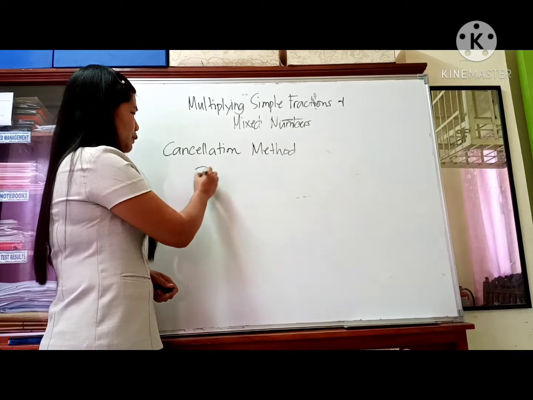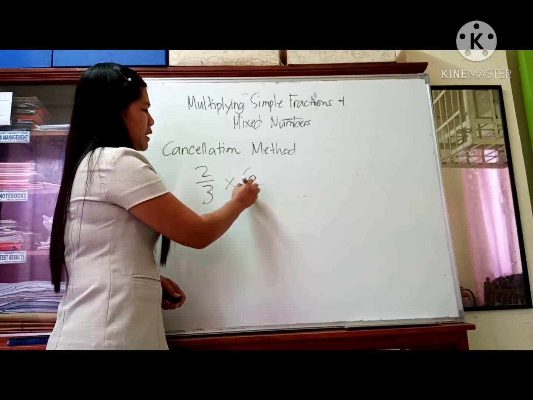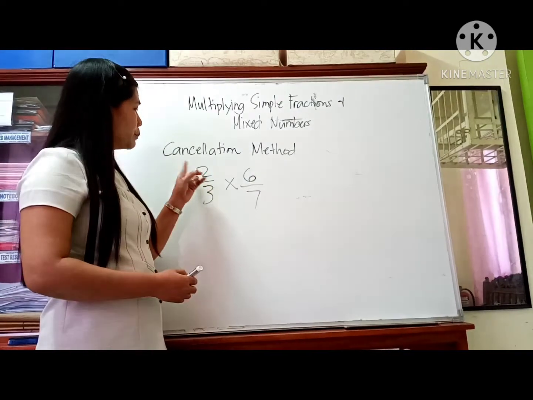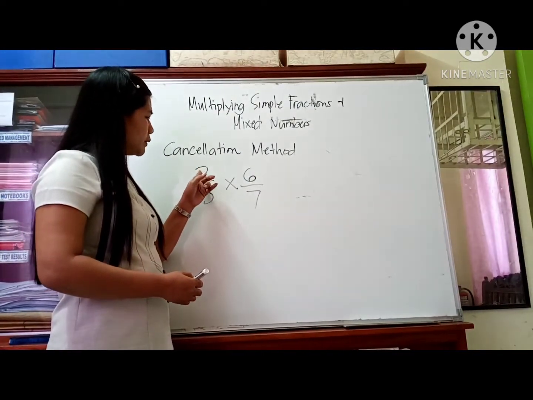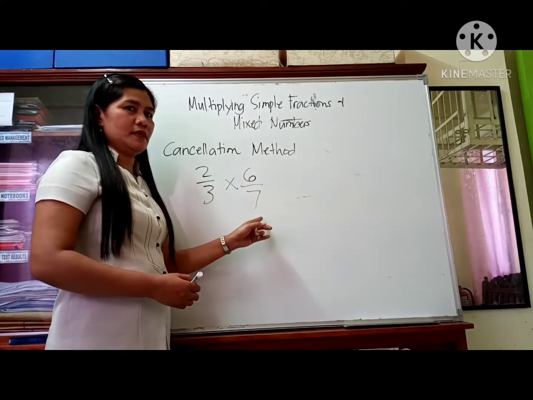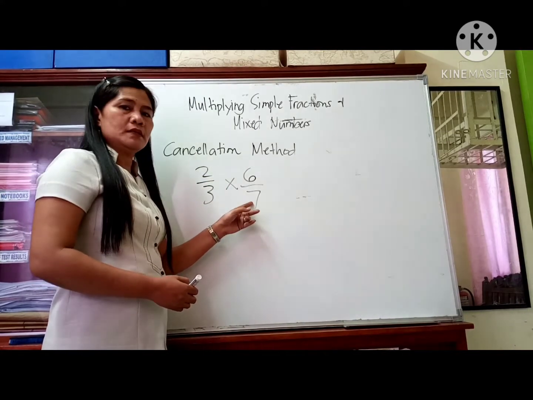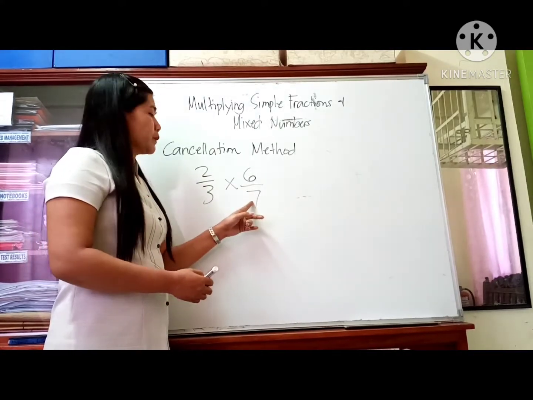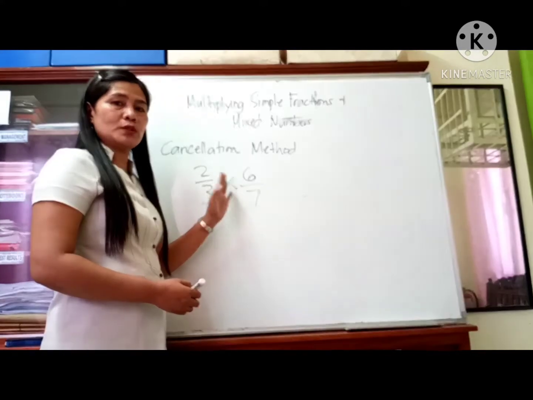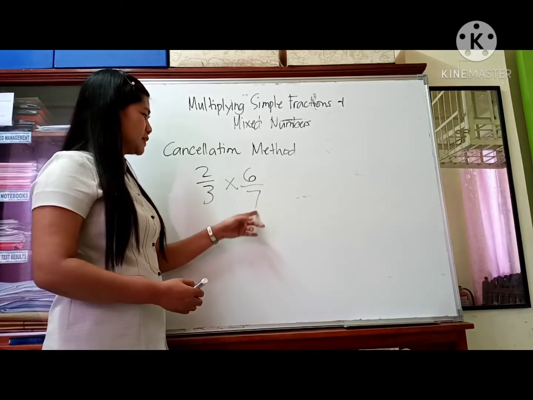So we have 2/3 times 6/7. Okay. So first, you are going to compare one numerator and one denominator diagonally. So look at 2 and 7. So 2 and 7, the greatest common factor of that is only 1. So you cannot cancel it. So it will remain 2 and 7.